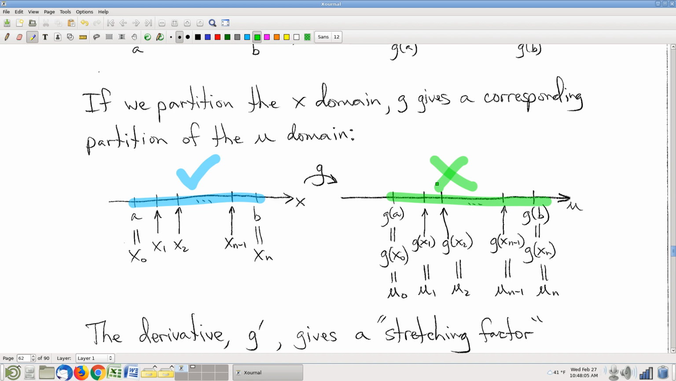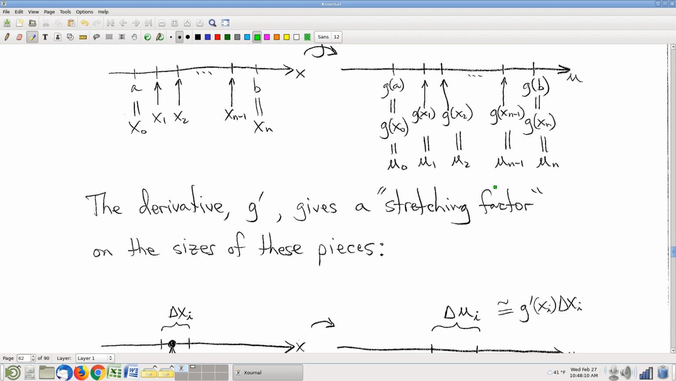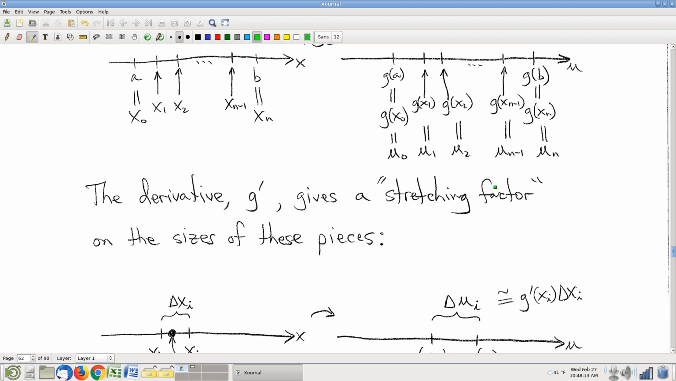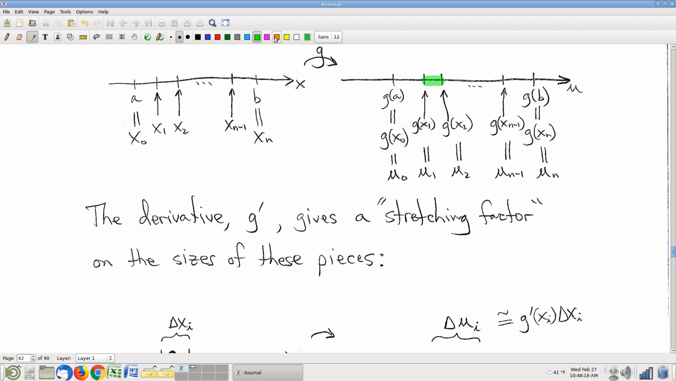I want to talk about how big the pieces are over here in this partition. Take some arbitrary piece over there. That piece came from this piece. What's the relationship between the size of that green piece and the size of the yellow piece that it came from? Said differently, what did the blue function g do to that yellow interval to turn it into the green interval? How much did it stretch it out, or squish it down, however you want to say it?